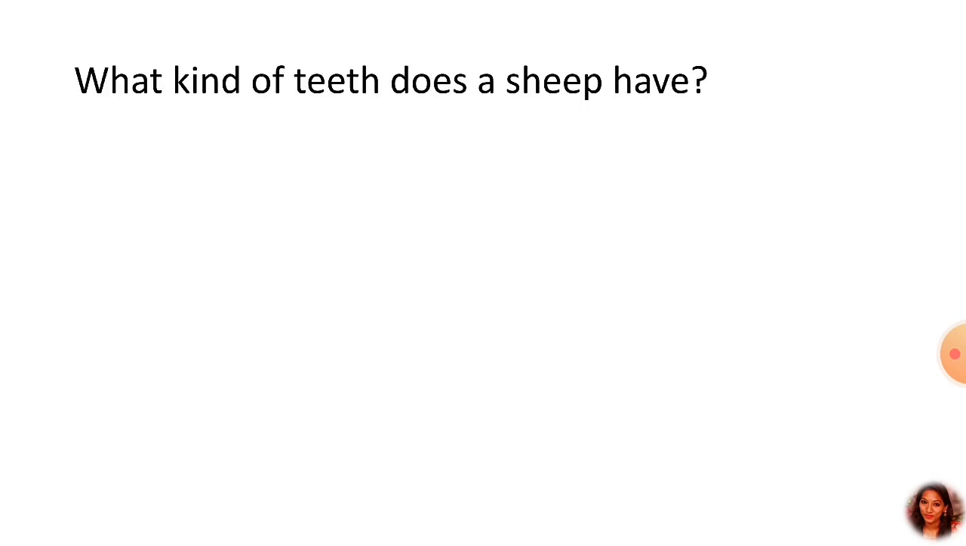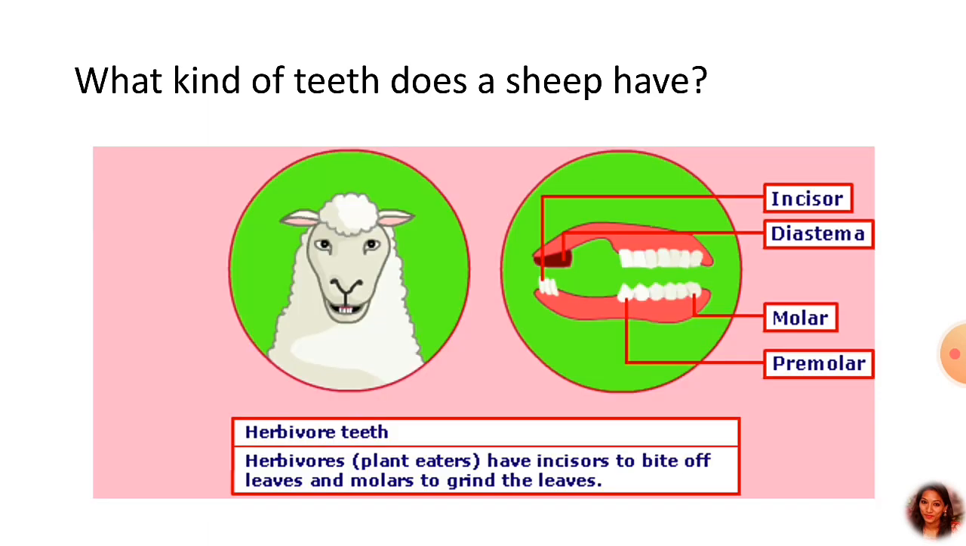Let us see. First, what kind of teeth does a sheep have, as it is herbivorous? Herbivorous means the animal who eats plant material only. So here, as in the figure, you can see that the sheep contains incisors in the front portion, and on the upper side there is a diastema. After that, there are only two types of teeth, that is molars and premolars.